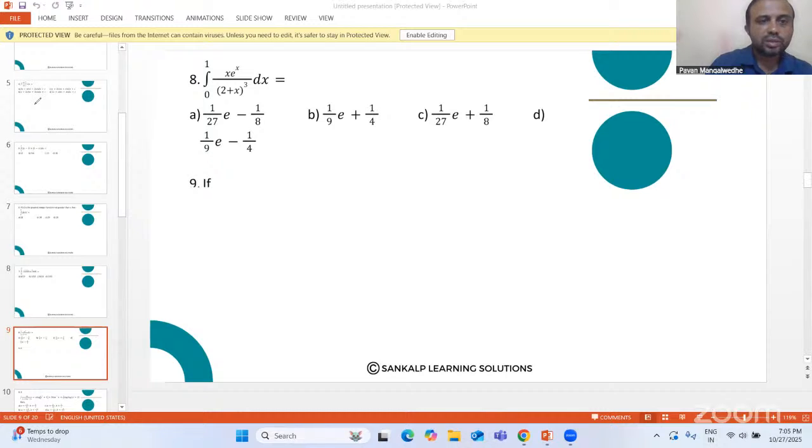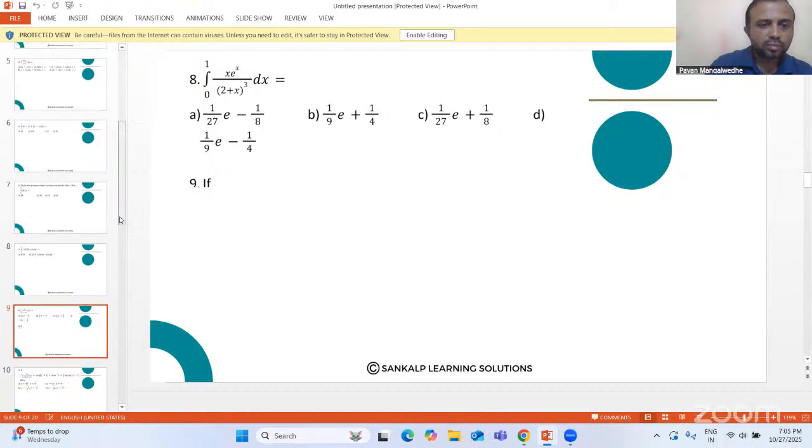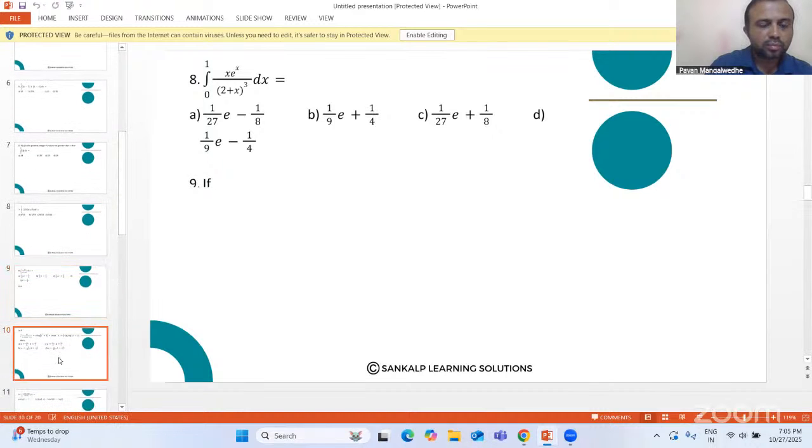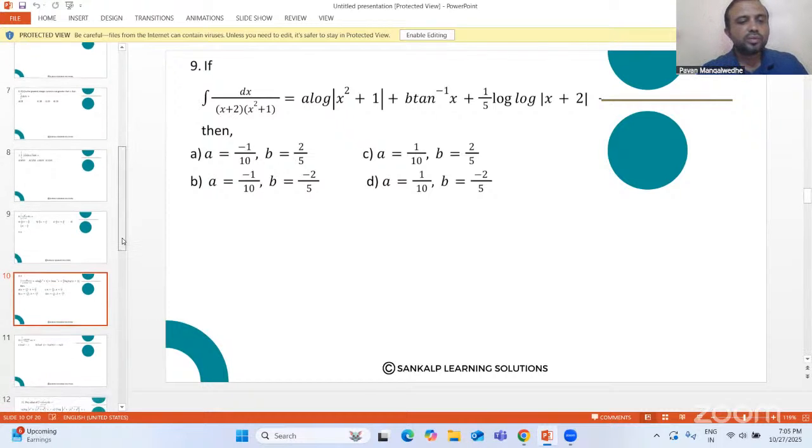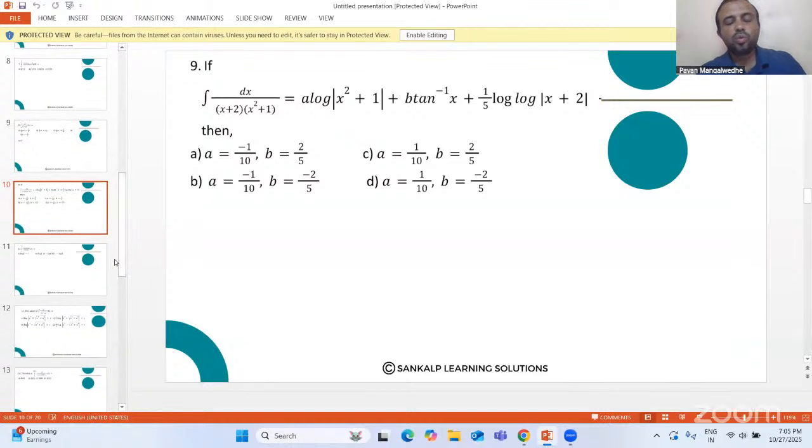So students, next ones, the ninth one, it is 10th and 11th one. Just take the screenshot of this and try to solve it at home. And if you do not come to know by tomorrow, I'll try to solve this. First, you can take the screenshot of this and try to solve. It is a CET question based on the integrals.